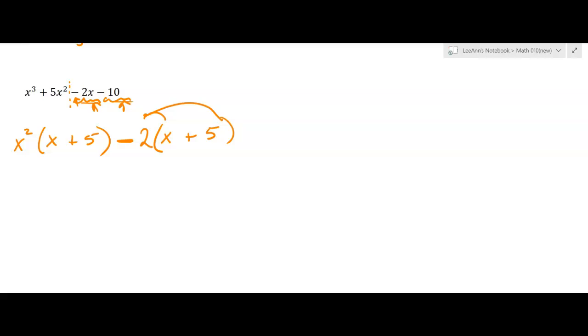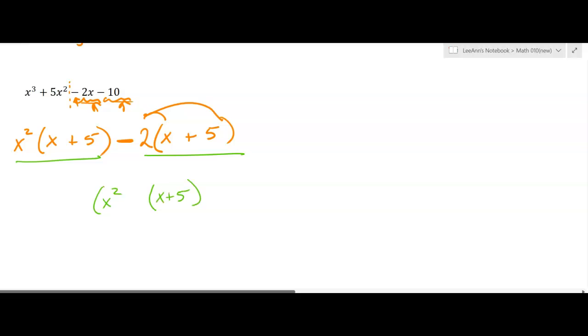Okay. Now, take a big picture of it. Do they have something in common? Now, I'm not done because it's not factored. It's stuff minus stuff. But does this have something that this has? Do they have something in common? Yes, the x plus 5. So I'm going to put the x plus 5 in the back. And then I'm going to have x squared minus 2 in the front. That is a binomial times a binomial. That is factored because you have stuff times stuff.